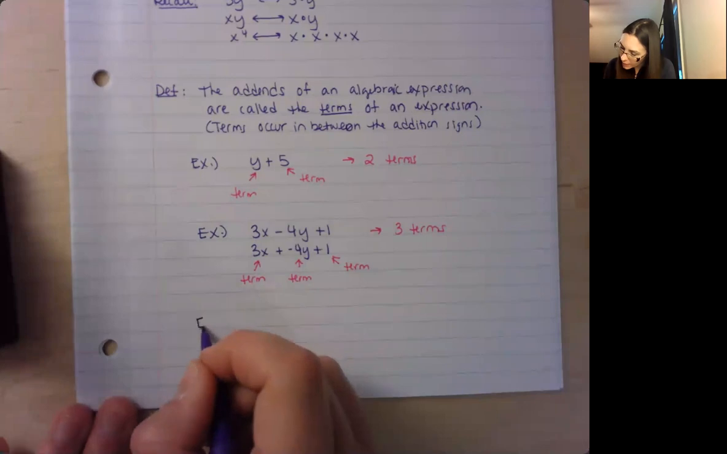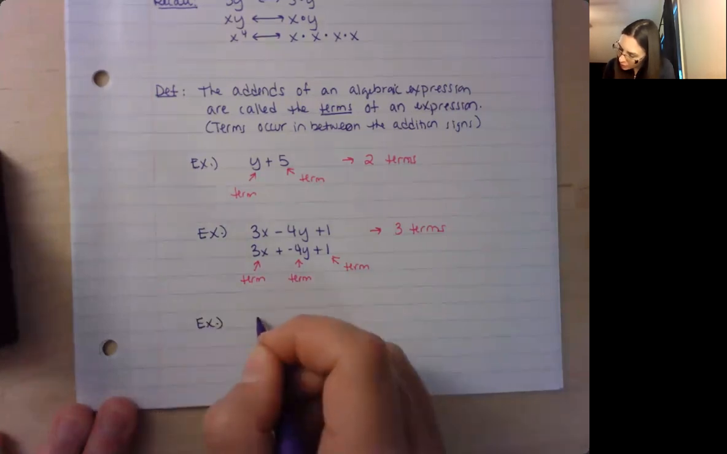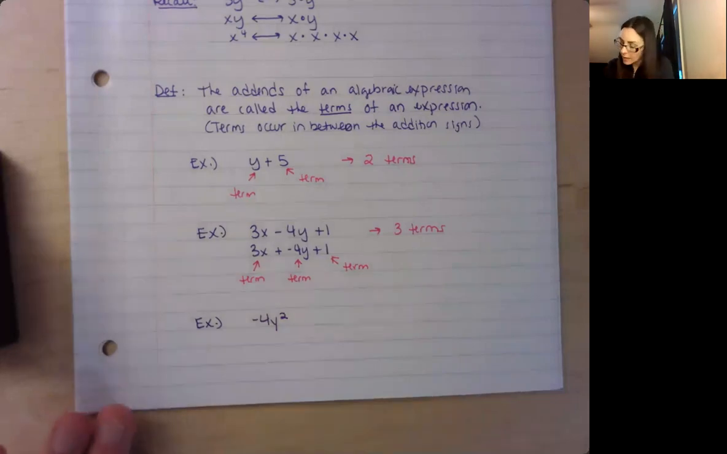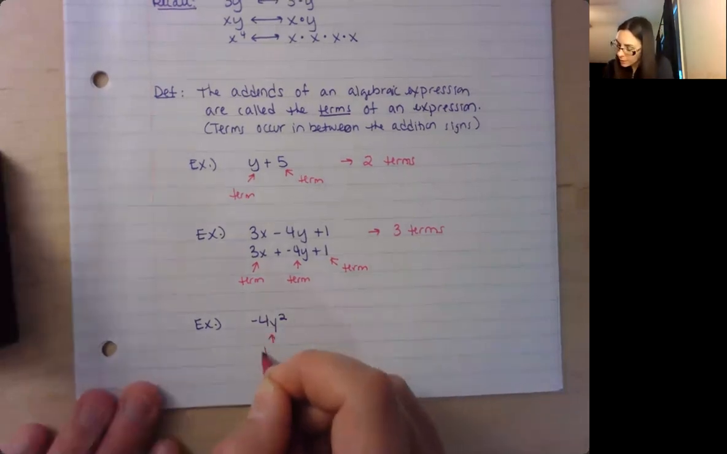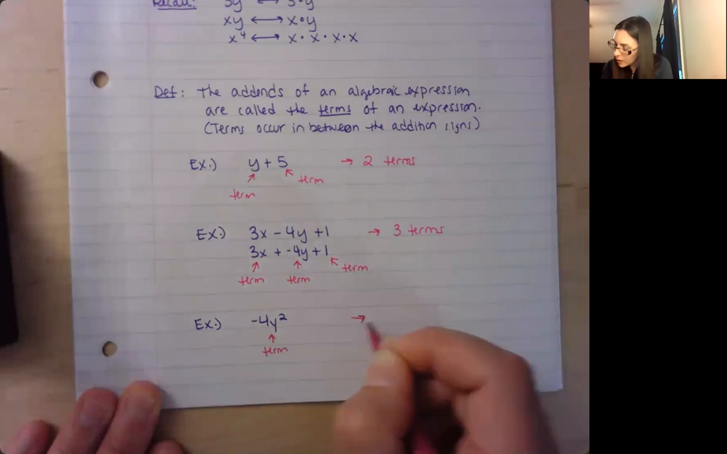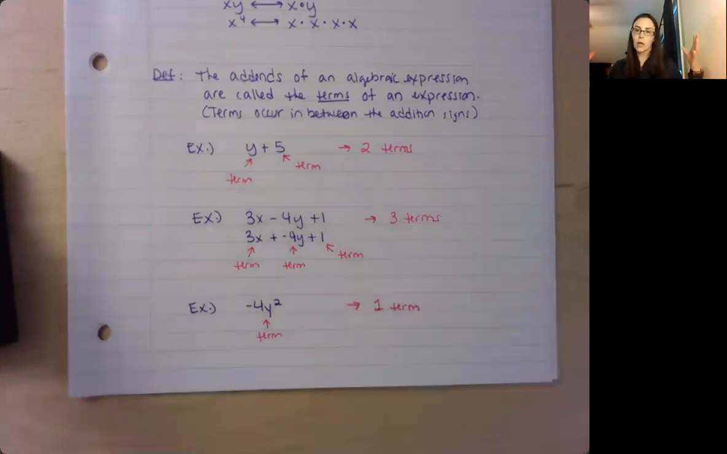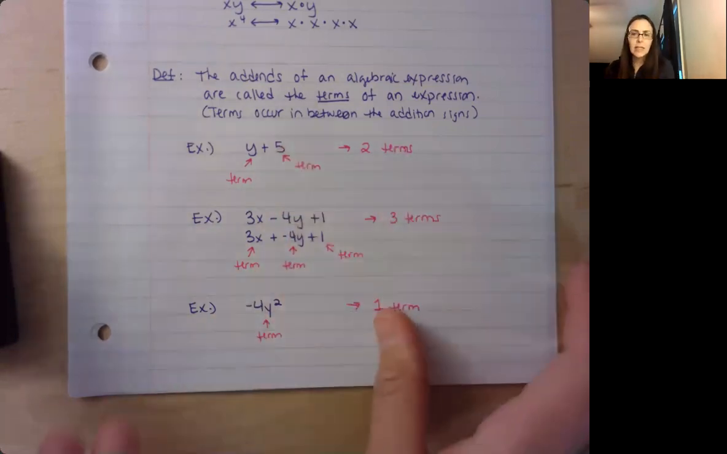And something else like maybe just negative 4y squared. So here there are no plus or minus signs. This is still a term, and this is an example where you have one term. And so on. So I can make these as long as I really wanted to. I could do an example as complicated as I want. So here you have examples of just 2, 3, and 1 term, just to kind of see what those look like.